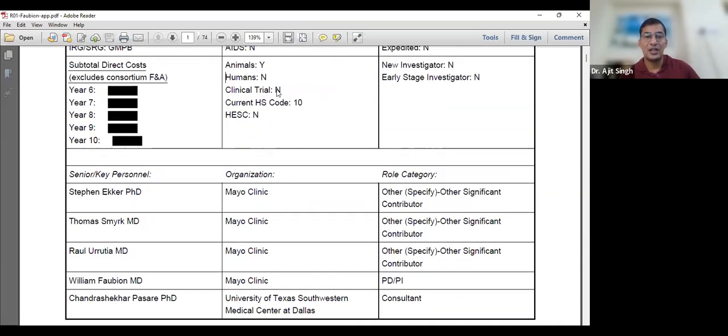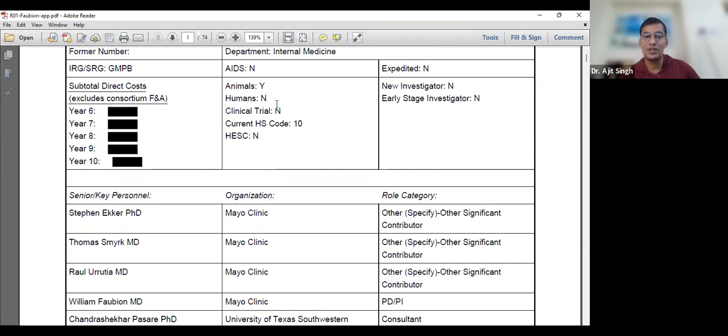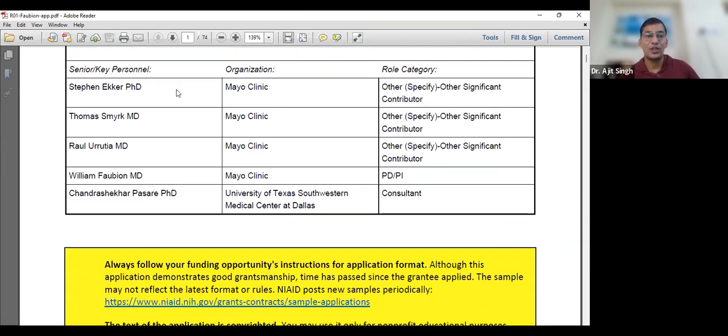Animals: inclusion, yes. Humans: no. Clinical trial: no. The current details and everything. What organizations are needed? The people who are involved, and from which institution, like Chandrasekhar Pasare from University of Texas Southwestern, and Stephen Ecker, and these people from Mayo Clinic.